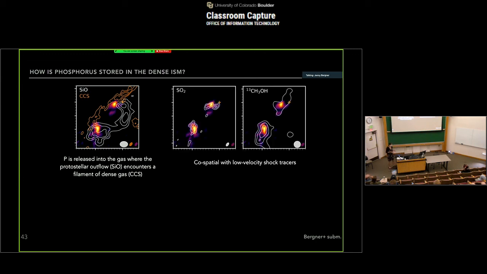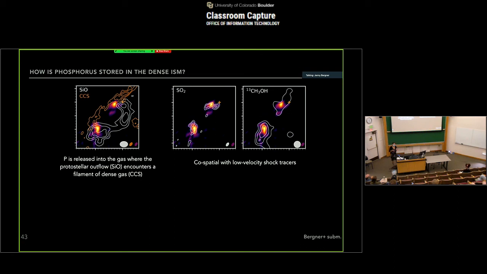We can also look at how the emission of these phosphorus molecules compares to other low velocity shock tracers. Here we're looking at SO2 and methanol compared to the PN emission. These are molecules that are more connected to the sputtering of icy material rather than the sputtering of grain material. And we see a much closer correspondence here.